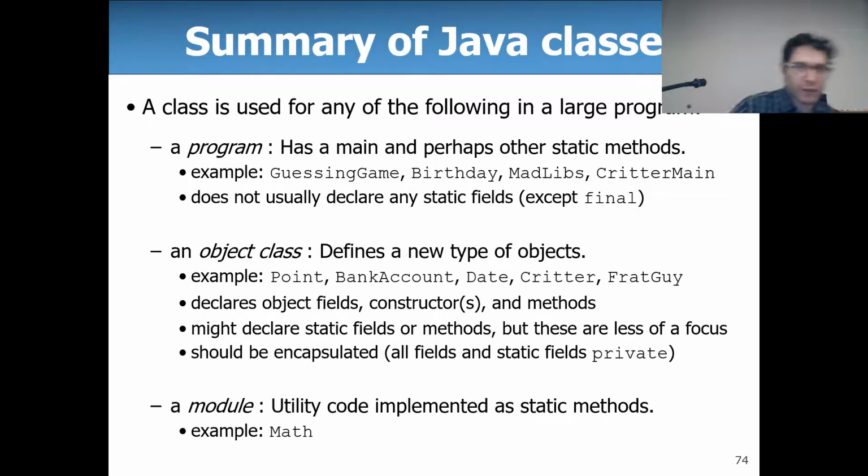So we've learned there's three types of classes. You have essentially programs, which are main and maybe some other static methods. An object class, which defines a new data type in Java. Just like methods give you new verbs, these create new nouns. They create new things you can make in Java. And modules are essentially utilities, the wiring that holds everything together. Okay, so that's the summary of what you have.